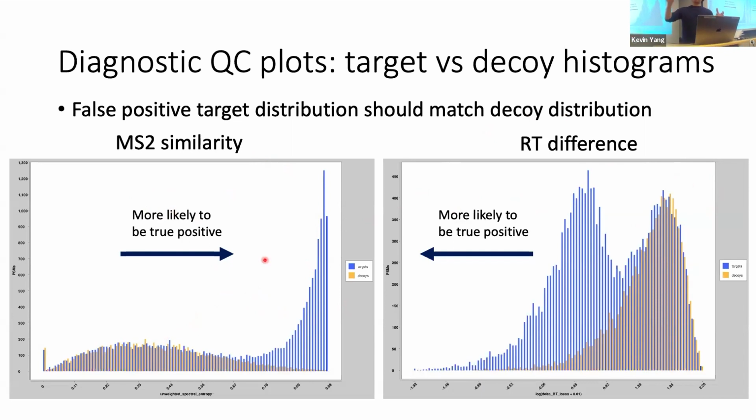You expect this bimodal distribution because you want your true positives in one distribution and your false positives in the other. You also want your false positive targets to be matching the decoy PSMs. In this case, we see this bump is being matched quite well on both targets and decoys. Same thing in the RT difference. When you're looking at these plots for the MS2 similarity, the more on the right you are, the higher the similarity you have, which is more likely to be a true positive. For the RT difference, you want that difference to be small, so you want to be more on the left-hand side.